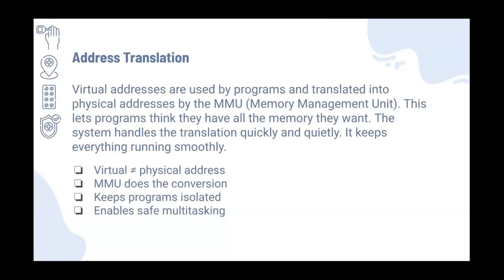So address translation. Virtual addresses are used by programs and translated into physical addresses by the MMU, or the Memory Management Unit. This lets programs think that they have all the memory they want. The system handles the translation quickly and quietly. It keeps everything running smoothly. Virtual does not equal physical address. The MMU does the conversion. This keeps programs isolated and enables safe multitasking.